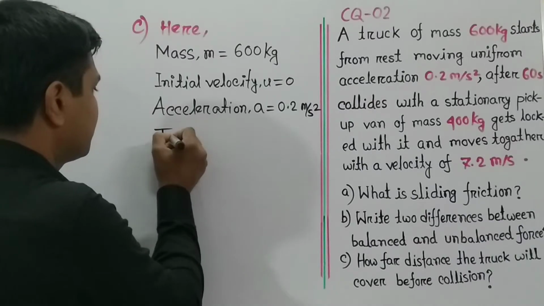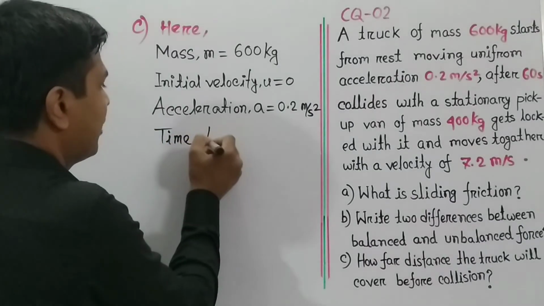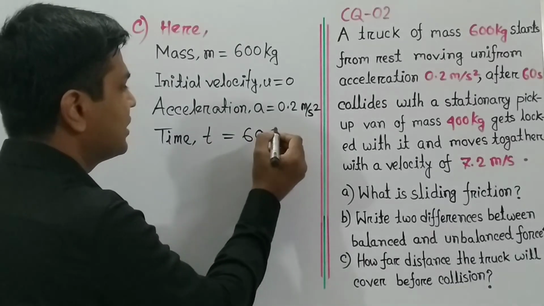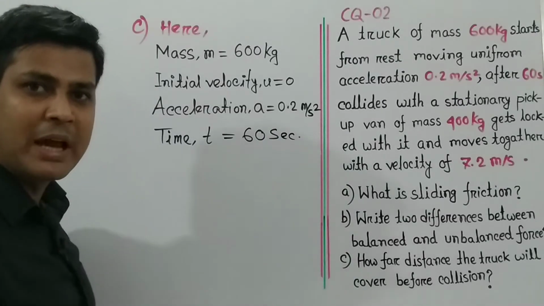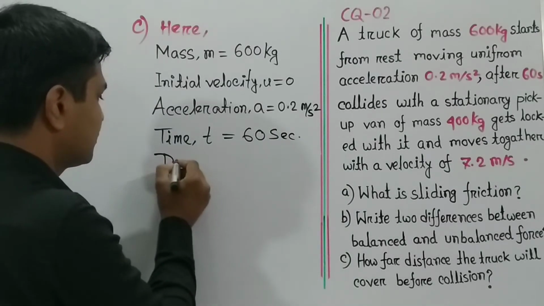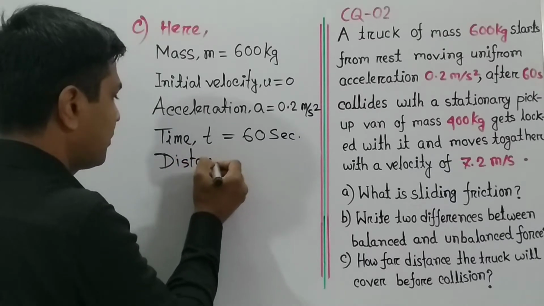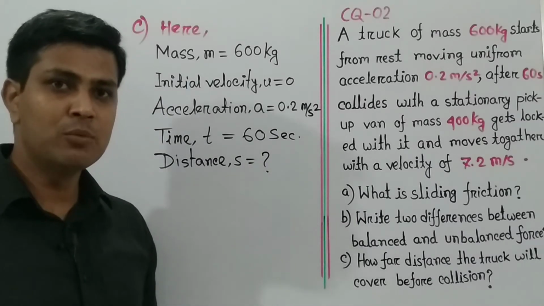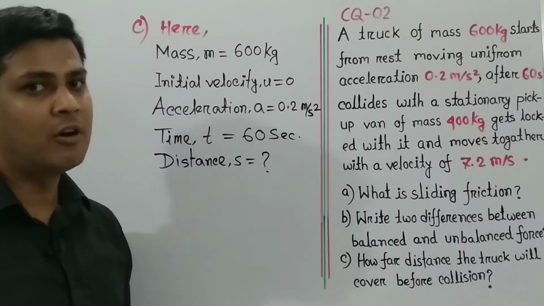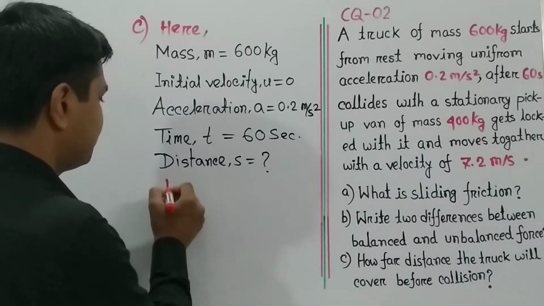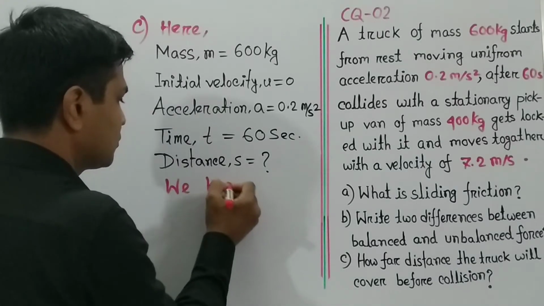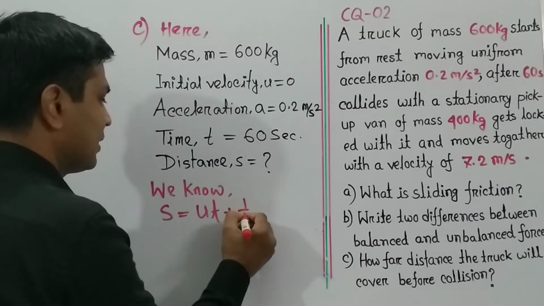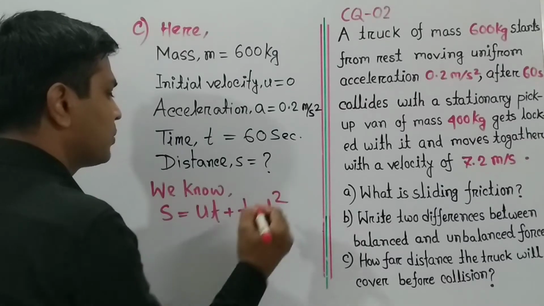So we can write time, which is denoted by a small letter t. The value is given here, 60 seconds. And we have to calculate the distance. Distance s equals what? We know if a body moves with uniform acceleration, then the formula to calculate the distance is s equals ut plus half a t square.